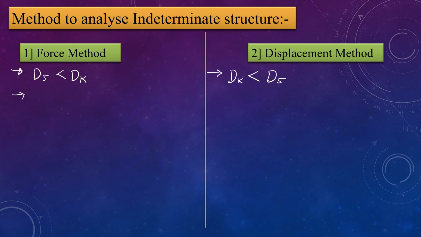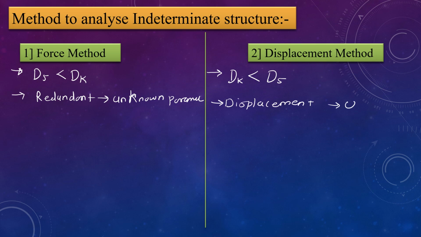Then next, the redundant is treated as the unknown parameter in case of the force method. And in case of the displacement method, displacement is treated as the unknown parameter.